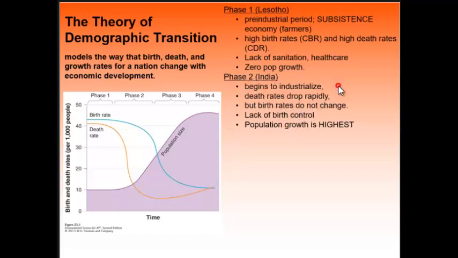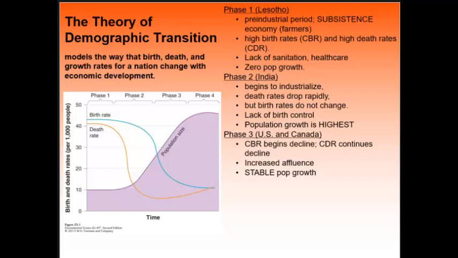So as they start industrializing and they get more access to healthcare, their death rates are going to drop. Their birth rates are probably going to remain the same for a while, because this is typically what we have found most countries go through when they begin to industrialize and when their economy grows. And because they probably still don't have birth control, like many people in India, their population growth is still going to be very high.